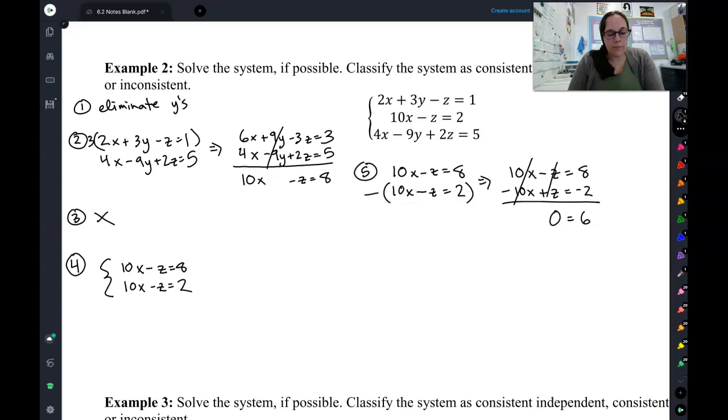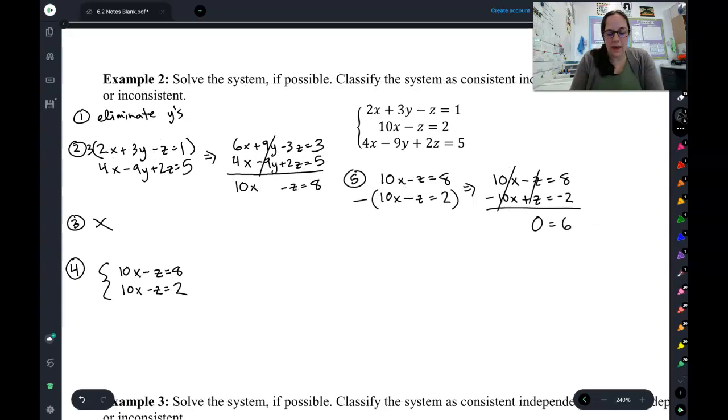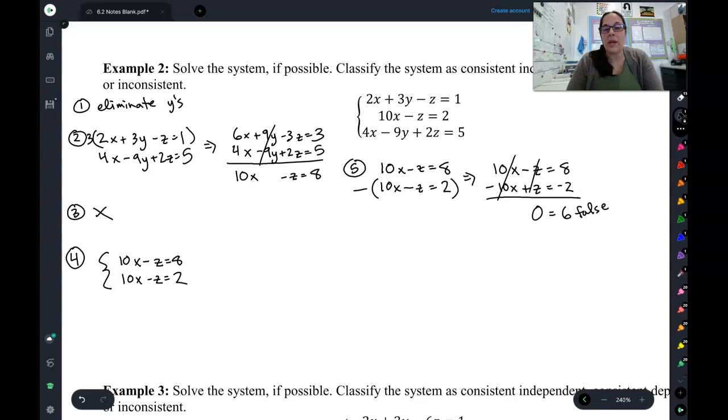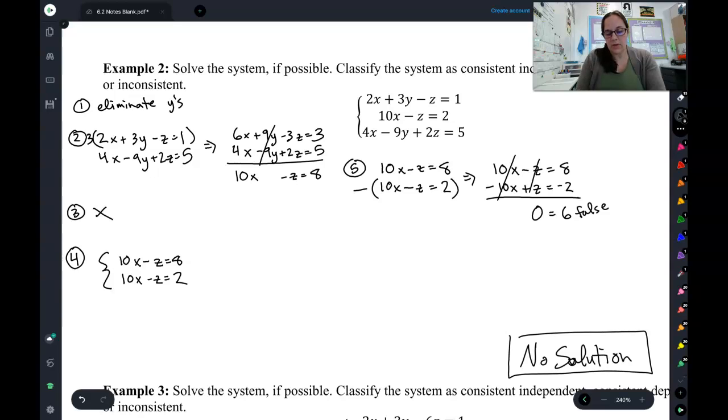We learned from 6.1 that this is a false statement. Because this is a false statement, because 0 does not equal 6, we can immediately say this is a no solution. As soon as you arrive at a false statement, that is a no solution. Meaning there is no point that these 3 planes have in common.